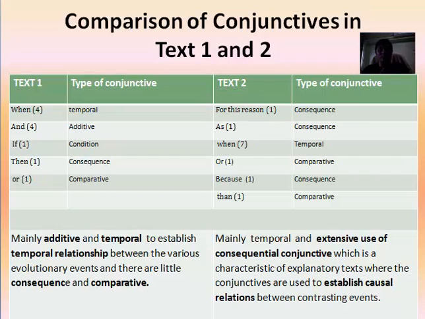Let's compare the conjunctive usage in text 1 and text 2. Text 1 had a few temporal and additive, but one each of condition, sequence, and comparative. Temporal and additive were to establish relationships between the various events, and there was not much consequence and comparison of the events. Whereas in text 2, there was a sufficient amount of temporal and comparative. This was to establish a causal relation between the contrasting events, such as what happens during expansion and what happens during contraction.